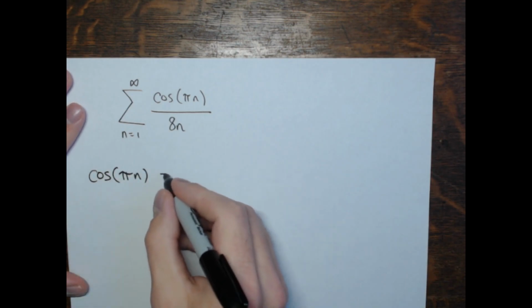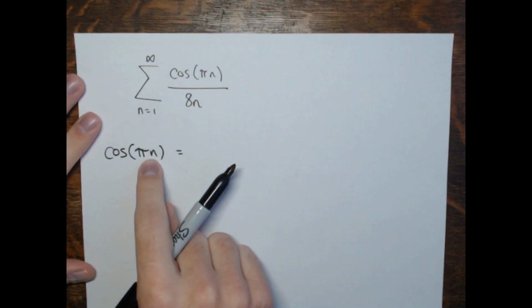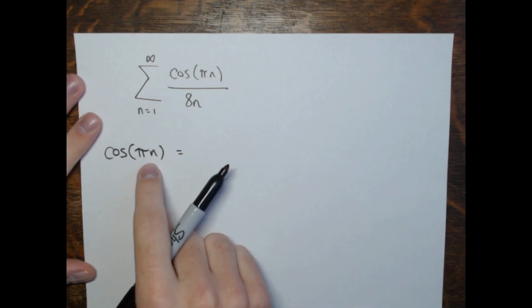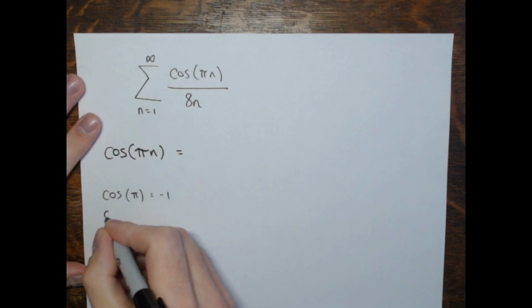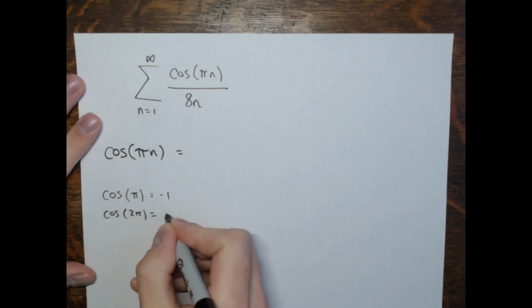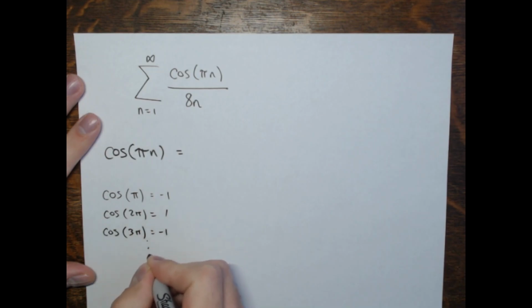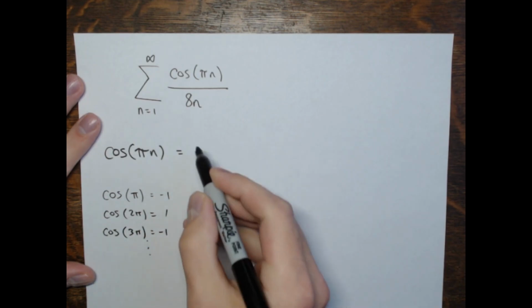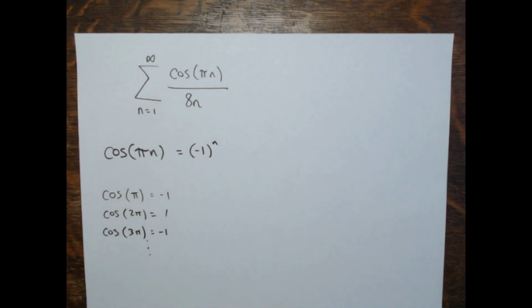You might recall from Pre-Calc 2 or trigonometry, whenever you took it, cosine of pi is -1. Cosine of 1 pi is -1. Cosine of 2 pi, +1. Cosine of 3 pi is -1, and so on. This is just -1 to the nth in disguise.